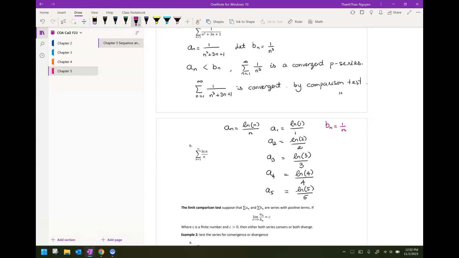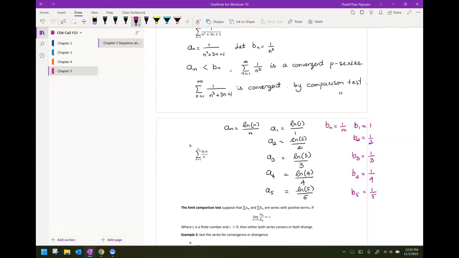So let's write out the terms. B sub 1 equals 1, b sub 2 equals 1 over 2, b sub 3 equals 1 over 3, b sub 4 equals 1 over 4, b sub 5 equals 1 over 5.